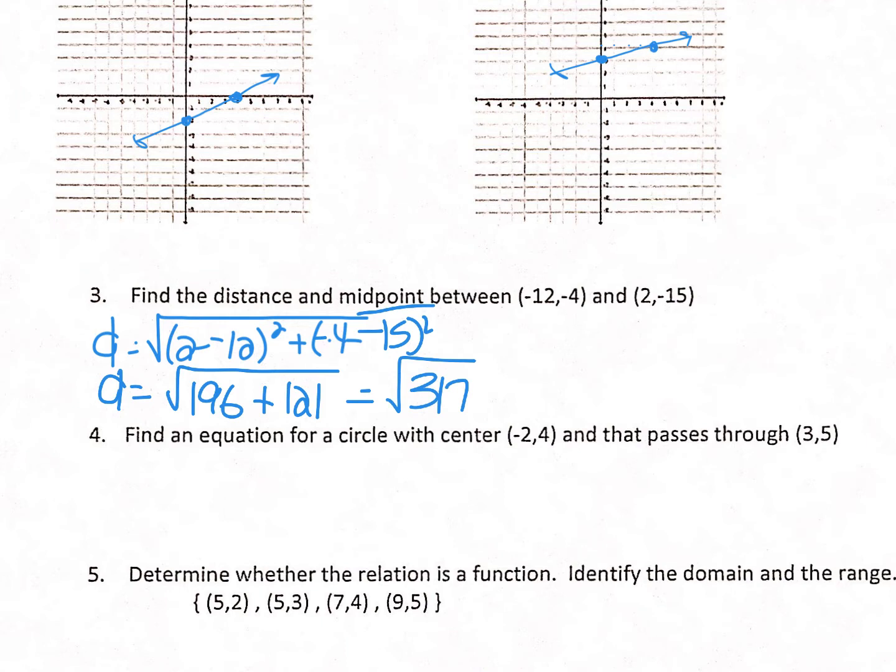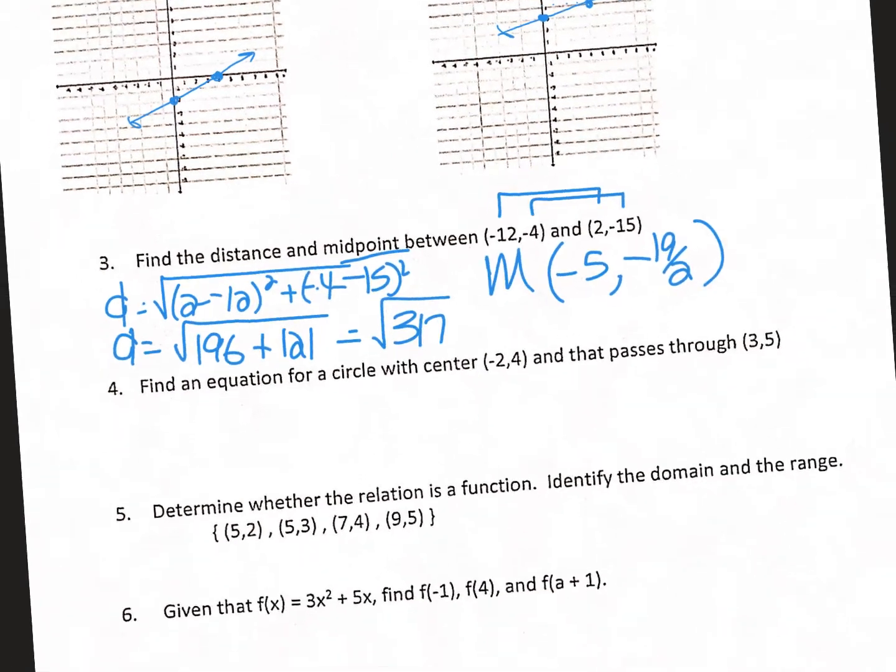The midpoint, remember you add your x's. So I'm going to add the negative 12 and 2. That's negative 10 divided by 2, negative 5. So you add your x's, divide by 2. Then I'm going to add the y's and divide by 2. If I add those two y's, I get negative 19 divided by 2, which is just negative 19 over 2. So long story short, if you get an even number when you add your x's or y's, you just cut it in half. If you get an odd number, when you divide by 2, you just put it over 2.